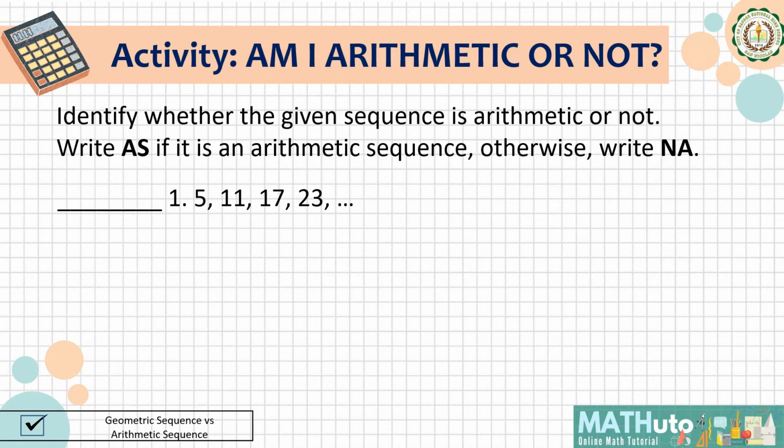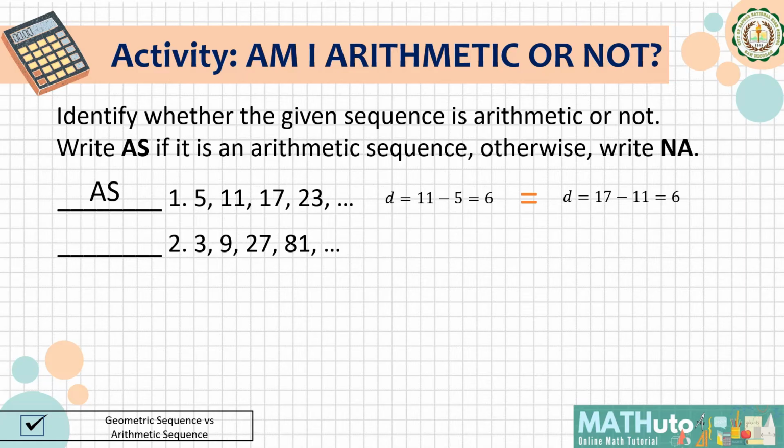Number 1, 5, 11, 17, 23. To determine if it is an arithmetic sequence, we have to get its common difference. So in finding the common difference, we are to subtract a term to its preceding term. For example, common difference is 11 minus 5 is 6. Another, 17 minus 11 is also equal to 6. The two common differences are equal, therefore this is an arithmetic sequence.